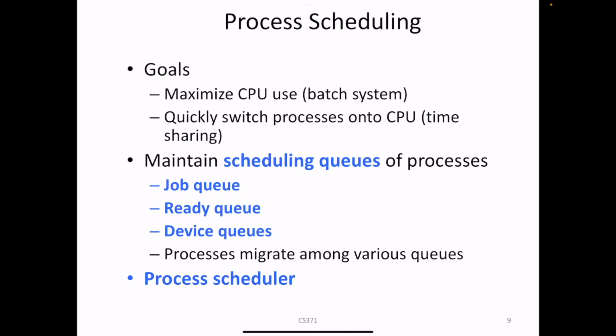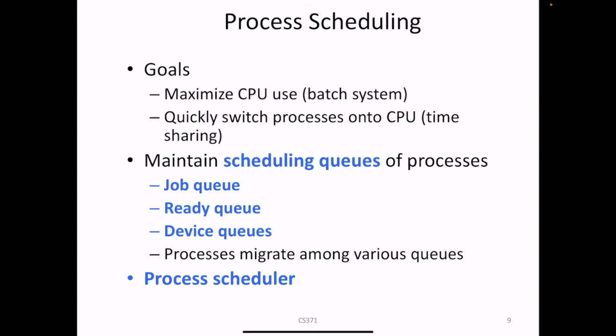During the lifetime of a process, it may not only change its state from time to time, but also migrate among various queues. For example, at the very beginning, a process is added into the job queue. When the process gets admitted, it is put on the ready queue. When the CPU is available, the process can be put on the CPU and executed. When the process needs to do some I/O, it will be put on a device queue.